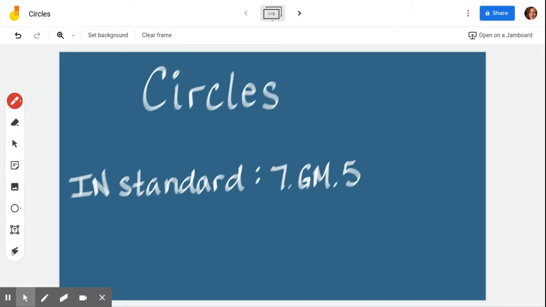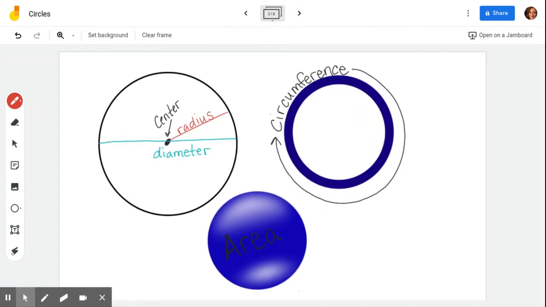We are going to talk about circles today. This is another seventh grade standard here in Indiana. We are going to focus on the parts of a circle and then finding circumference and area. So with circles, we all know what a circle looks like.